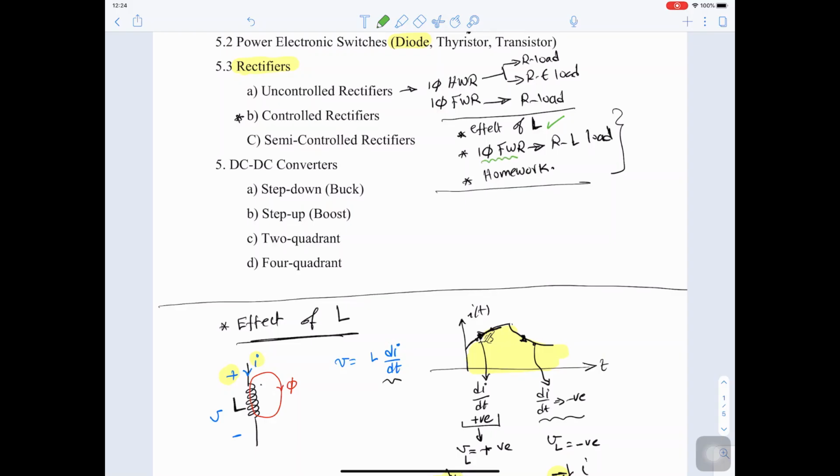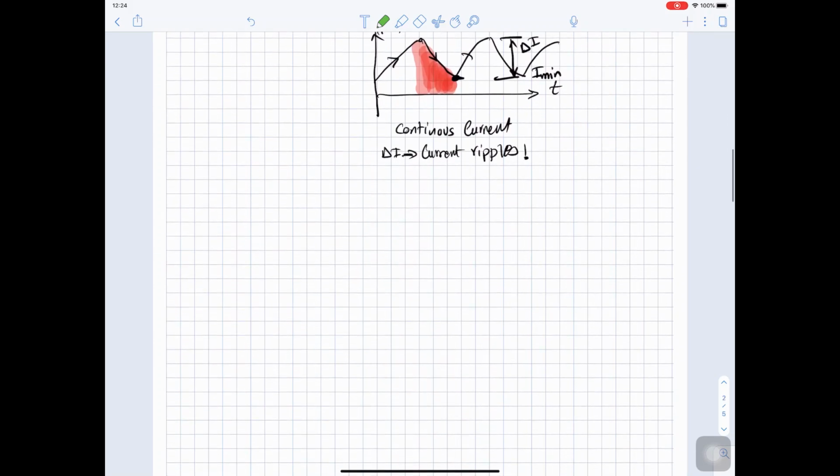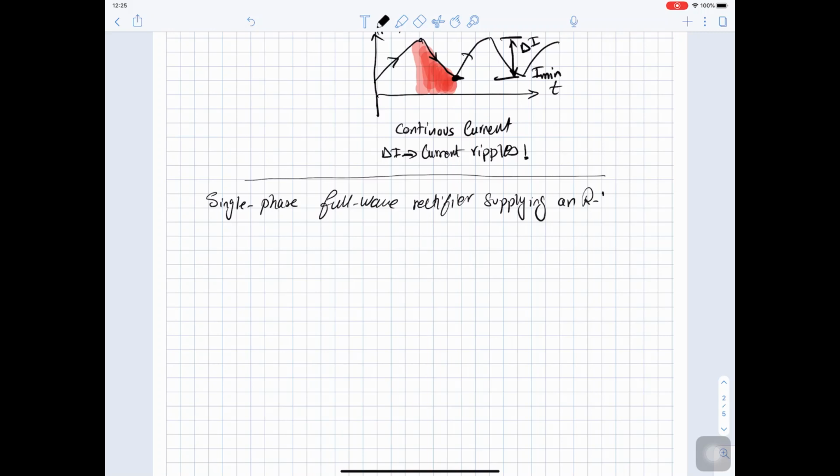Let's go back to the single phase full wave rectifier in case we have an RL load. So let's go to this case. The application we have here is a single phase full wave rectifier supplying an RL load, and we assume that it is a highly inductive load.